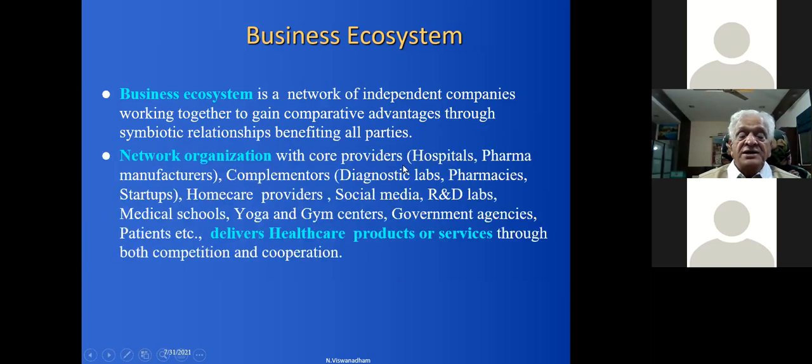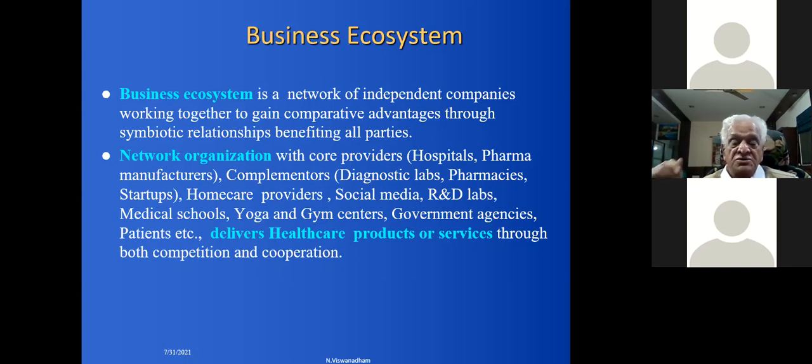So the network consists of hospitals and pharma manufacturers. They are what are called complementers, who provide these facilities for the hospitals and doctors: diagnostic labs, pharmacies, startups, home care providers, social media, R&D labs, medical schools, yoga and gym centers, government agencies, patients, etc. They deliver healthcare products and services through both cooperation and competition. Why competition? I may be working with a digital hospital in Bangalore and another digital hospital in Hyderabad, and so on. It doesn't matter, I can work with anybody.